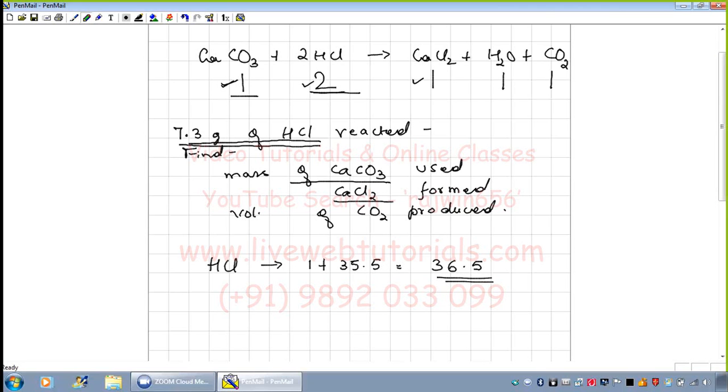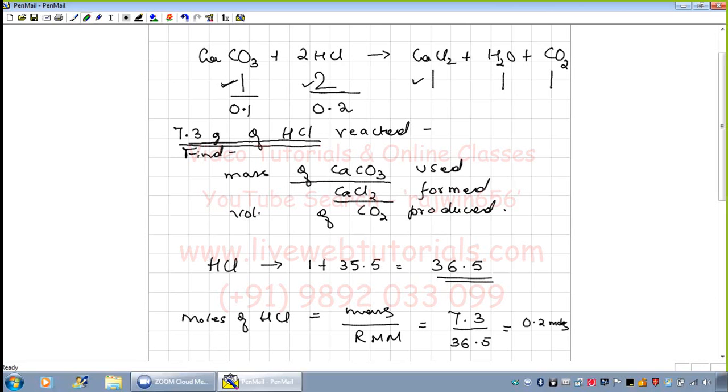Okay, so now I'm going to find out the number of moles of HCl used. How many moles of HCl will be used? Moles of HCl, how am I going to get? The mass divided by its RMM. So that's 7.3 divided by 36.5. This is 0.2 moles. It means if this is 0.2 moles, this is going to become 0.1 mole. This is going to become 0.1 mole. This is going to become 0.1 mole. Correct? Because it should be half of HCl.